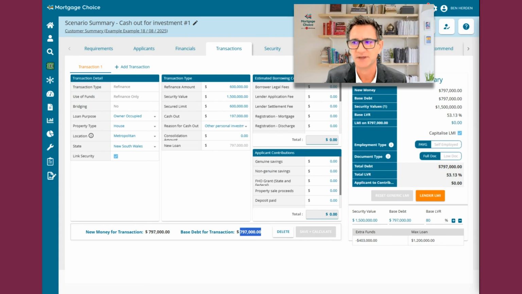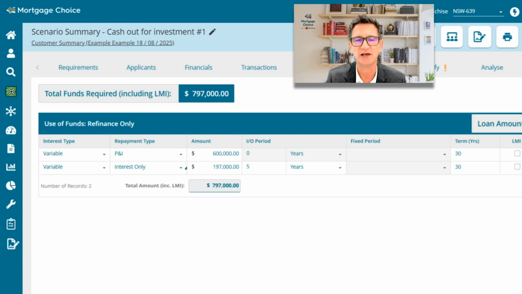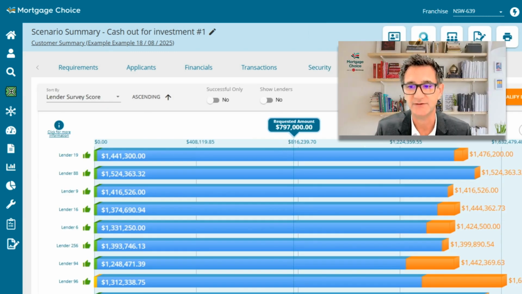Now in this case, we want to structure the loan so they're separate. You don't want to mix up home loan debts, non-tax deductible debts, and tax deductible debts. So in this case, we're going to have two loans. We're going to have a home loan of $600,000 and an interest-only investment loan for $197,000. Now, at the end of the day, the clients are going to end up with three loans, two of them investment and one of them a home loan. And their aim is to repay the home loan as quickly as possible. We can see that they can easily afford to get this loan, so we're going to move on to the next step.